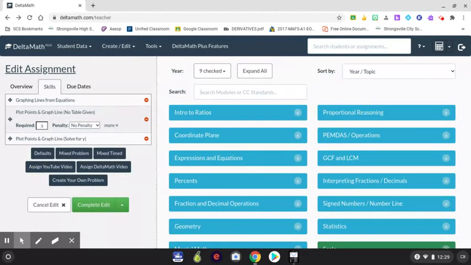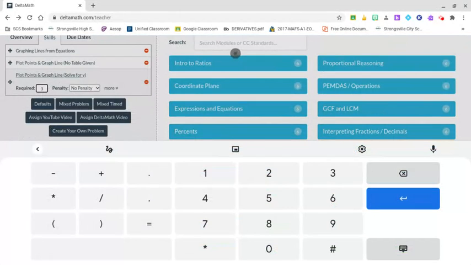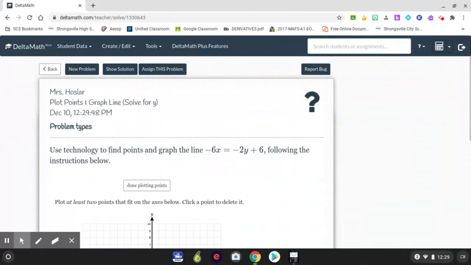Okay, the last set of problems is plot points and graph the line. And first you have to solve for y. And there are a couple different versions this could look like. For example, you see I have negative 6x equals negative 2y plus 6. If I click new problem, you can see it looks a little different. I have 6y plus 4x equals negative 18.